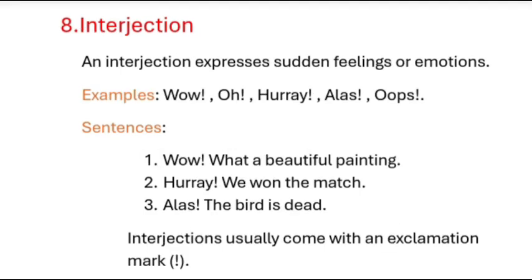Next one is interjection. An interjection expresses sudden feelings or emotions. An interjection is a word or a short phrase that expresses a sudden feeling, emotion, or reaction. For example, wow, ho, hooray, alas, oops. Sentences: Wow, what a beautiful painting! Hooray, we won the match! Alas, the bird is dead! Interjections usually come with an exclamation mark.